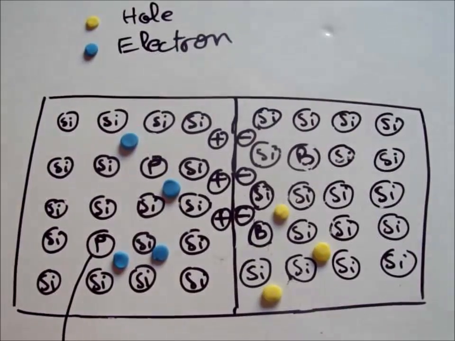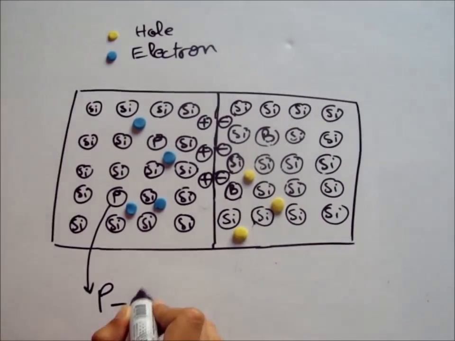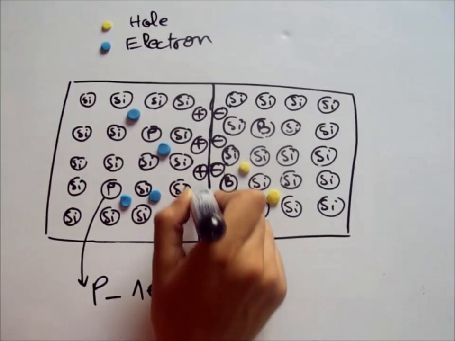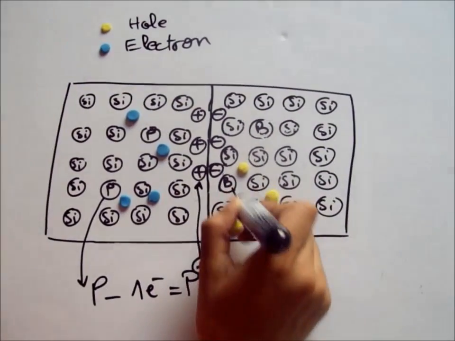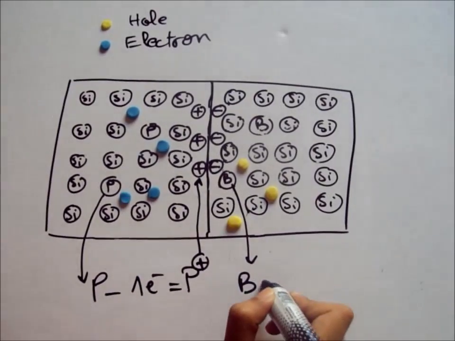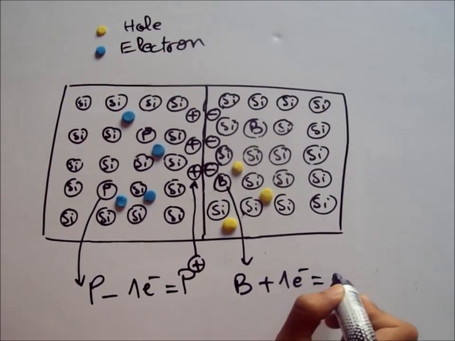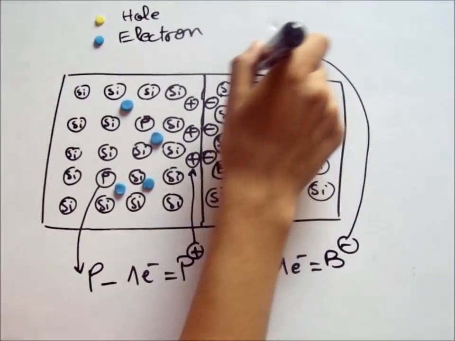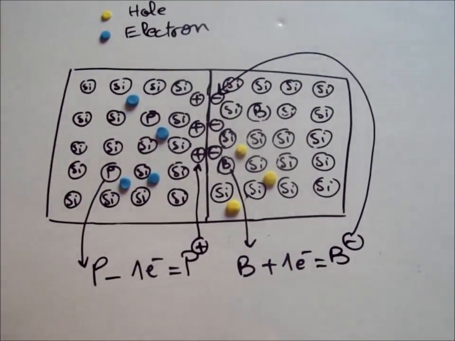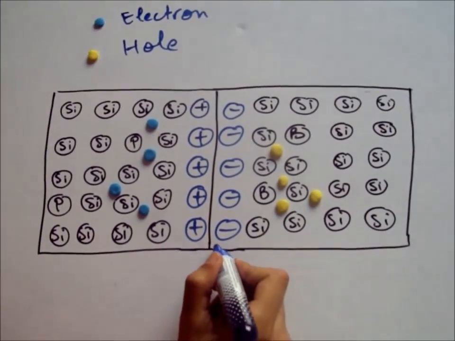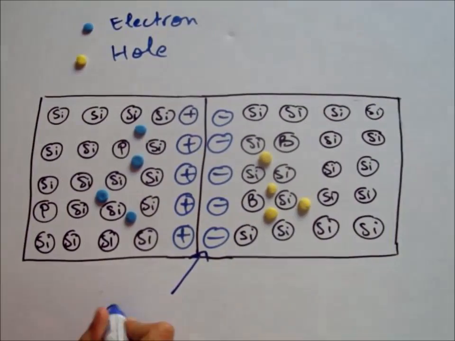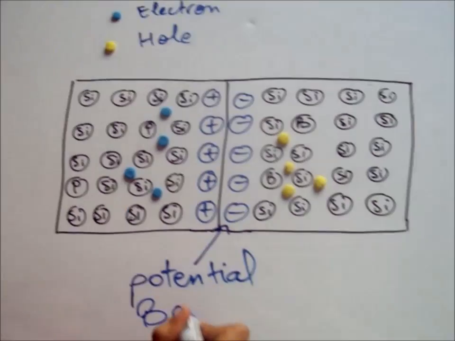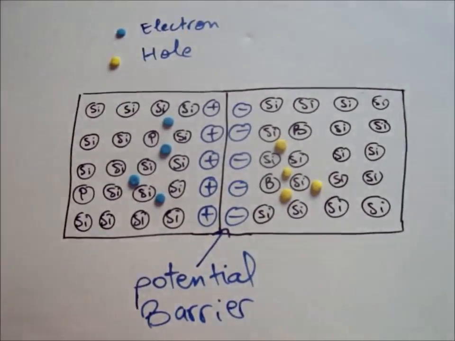That leaves one phosphorus atom in the N side without one of its electrons, so it becomes a positive ion, which means it has one extra positive charge. On the other side, one boron atom gains an electron and becomes a negative ion, which means it has now one extra negative charge. This process creates a potential barrier between the N side and the P side, which stops the electrons and holes from recombining, as it requires particles to have a great amount of energy to pass through it.